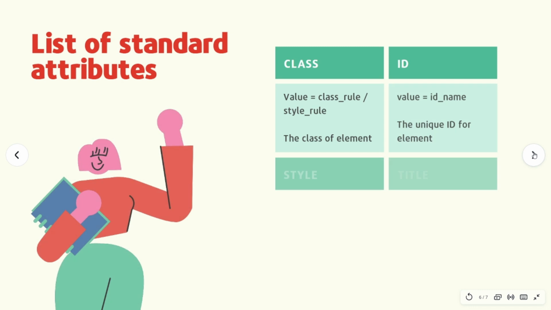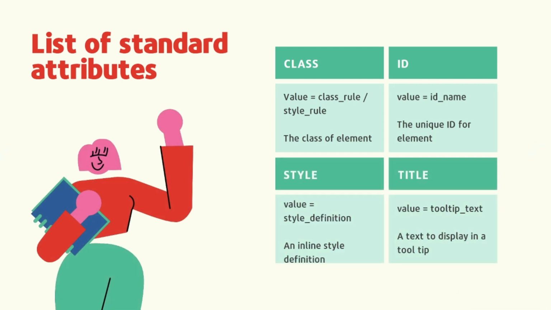Now let's see a list of standard attributes, or more precisely a list of basic attributes, which are available with most, or more precisely all, HTML elements. The first is the class attribute. The class attribute is used to specify the class rule or style rule, and this class is related to CSS, cascading style sheets, which are used to apply style to our particular element. So that is the first standard attribute.